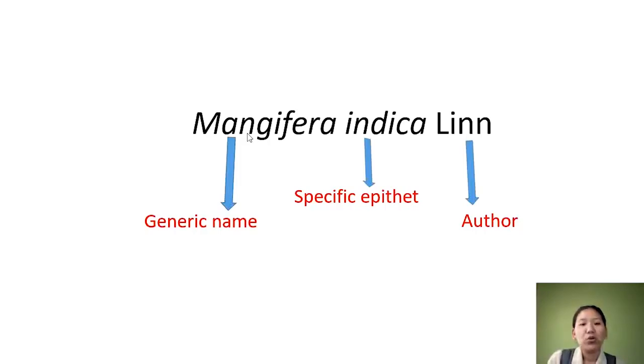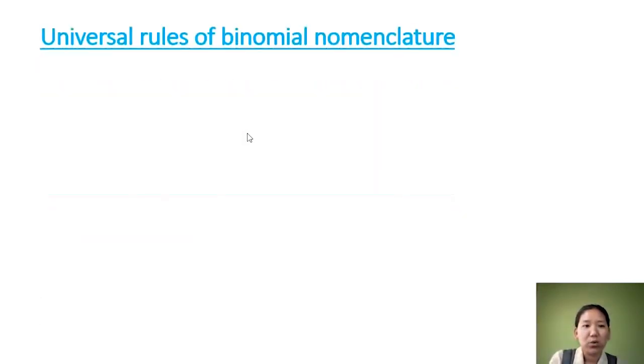Next, this is followed by the name of the author, and they are printed in italics, or if handwritten, they are underlined separately to indicate that it is a Latin word, or if it is not Latin, it has to be Latinized. So that is the rule. Let us look at this one I have listed here.